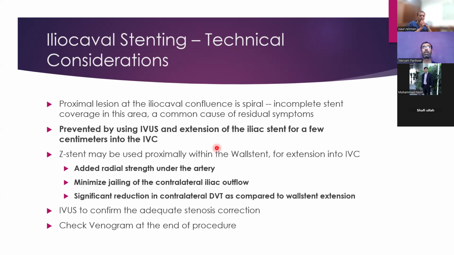segment. And people usually leave the stent 3 to 5 centimeters above the confluence without any effect, with only a 1 to 2% reported rate of contralateral DVT without any jailing. So this can be prevented by using IVUS and extension of iliac stents a few centimeters into the IVC. The stent may be used proximally, we can see with IVUS to confirm adequate stenosis correction, and check venogram at the end of the procedure.